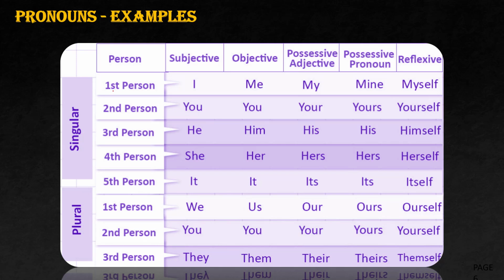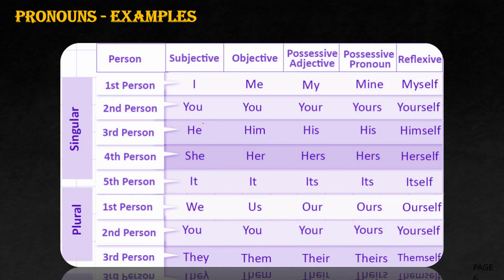Now, when it comes to the first person, we have I. Similarly, in the objective, that's me. The possessive adjective, my. Possessive pronoun, mine. Reflexive becomes myself. I, me, my, mine, myself. Similarly, you, it remains the same in objective. You, your, yours, yourself.